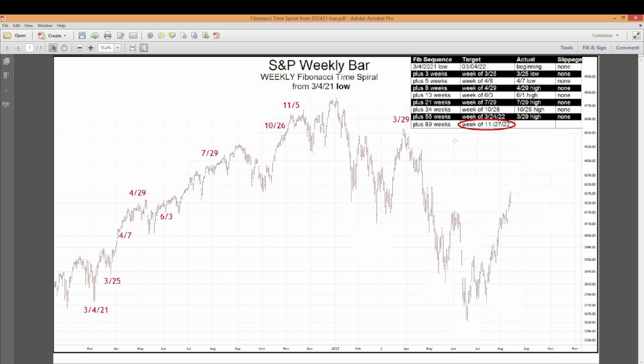So this is a weekly chart again, and this is looking out to November of 2022. So we'll see how that plays out, but that's interesting as it was low, because you can see the slippage here is 0. There's none on this weekly chart. They've all fallen within that week. So we'll see what happens the week of November 27th.